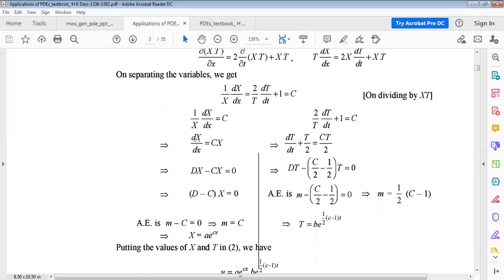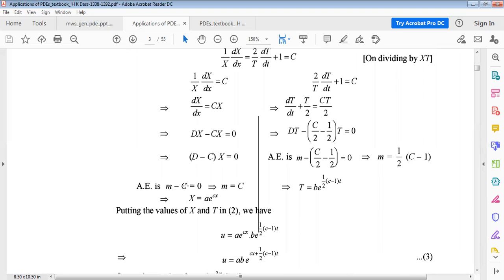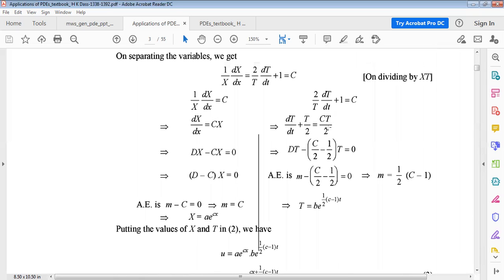Then this is an ordinary differential equation with constant coefficients. So the auxiliary equation will be m minus c for the trial solution e to the power mx. So X equals A into e to the power mx. m means what? Constant only, so e to the power m is only c. Again, for the right one, dT minus this is the constant one. So the auxiliary equation will be m minus this equals 0, m equals this. So capital T equals B into e to the power mt, with respect to small t.